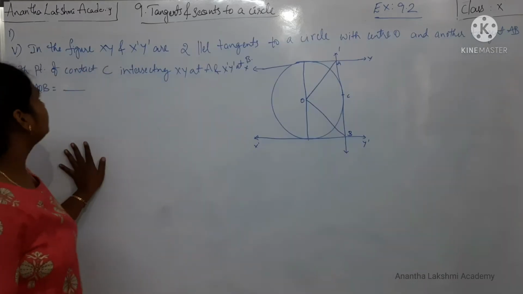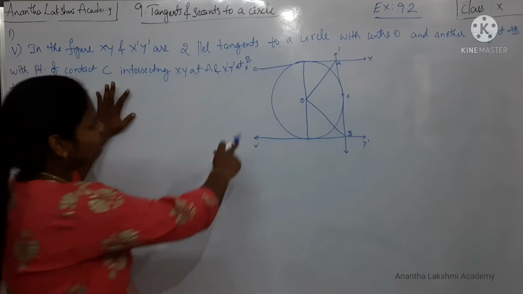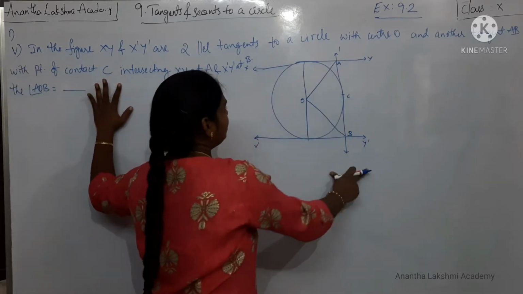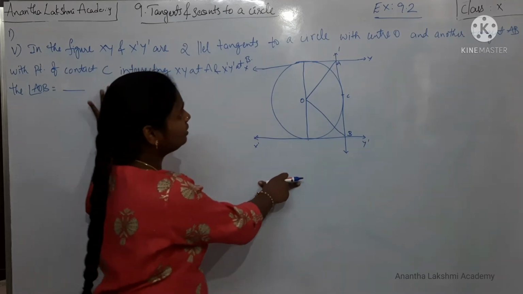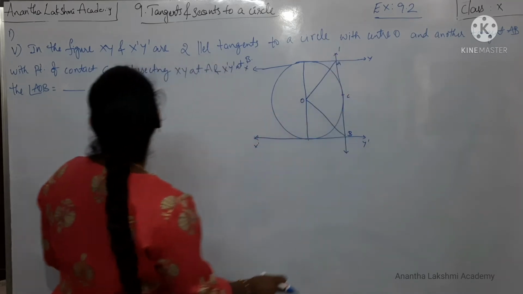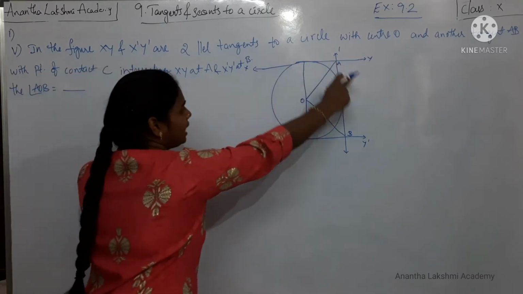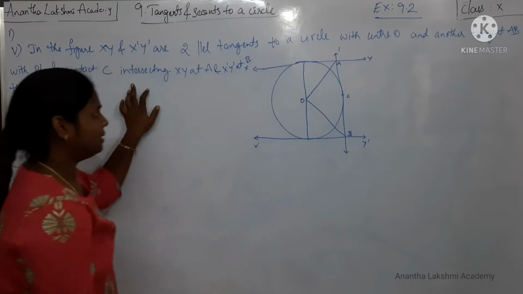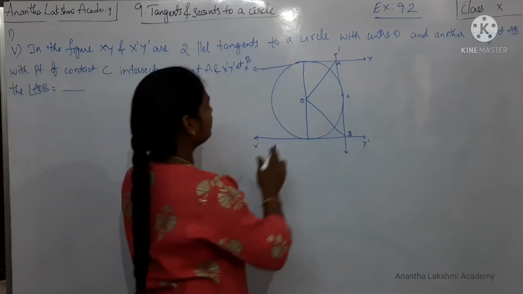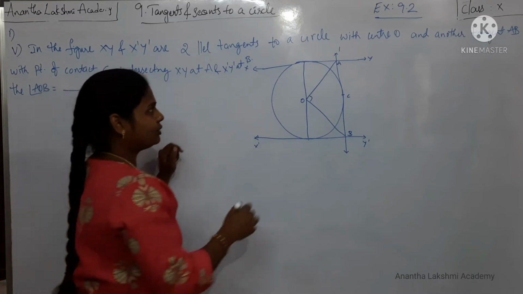So here we have the fifth bit of the first problem. In the figure, xy and x dash y dash are two parallel tangents given to a circle with center O, and another tangent AB is drawn with a point of contact C intersecting xy at A and x dash y dash at B. Now they are asking us to figure out angle AOB. This angle we are supposed to figure out.